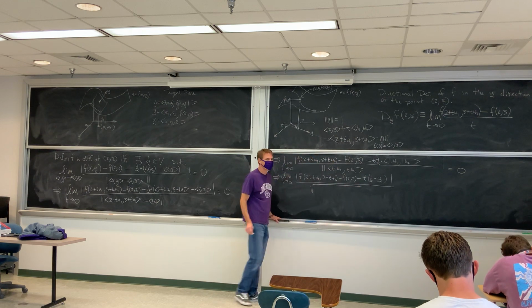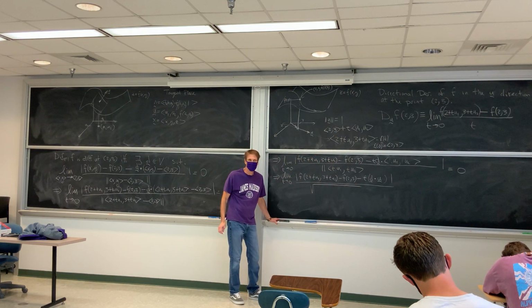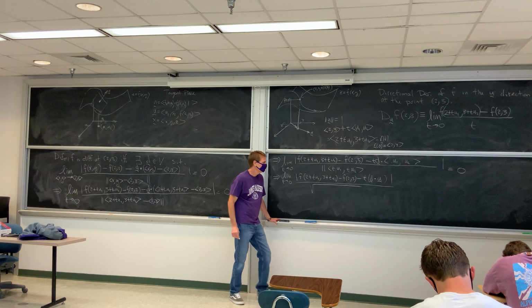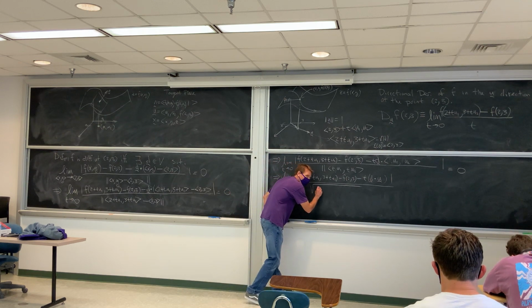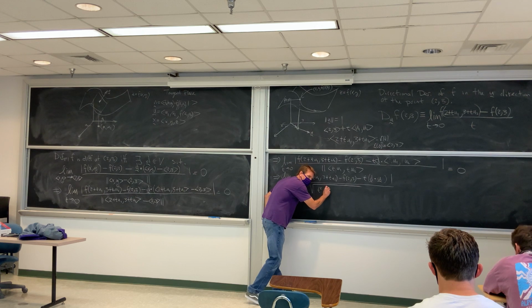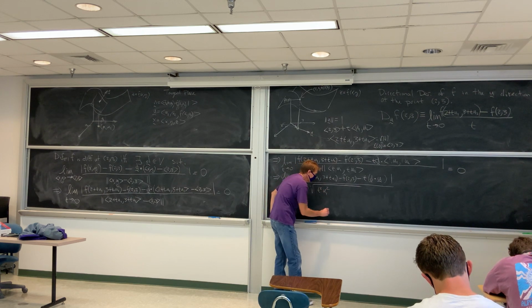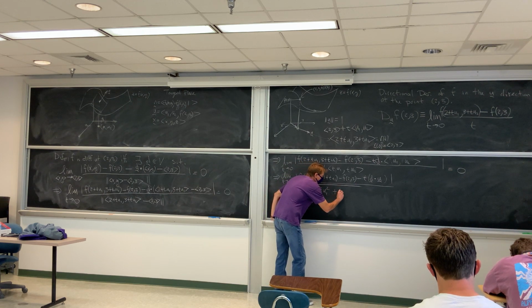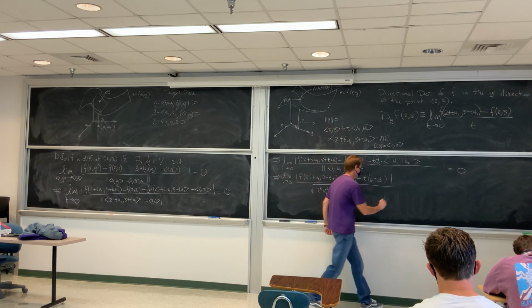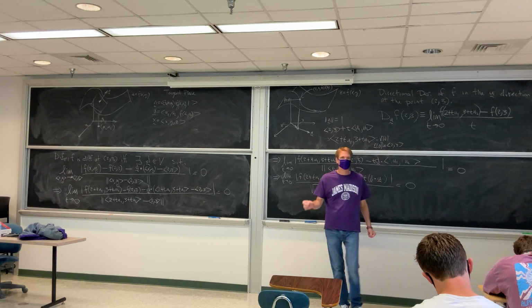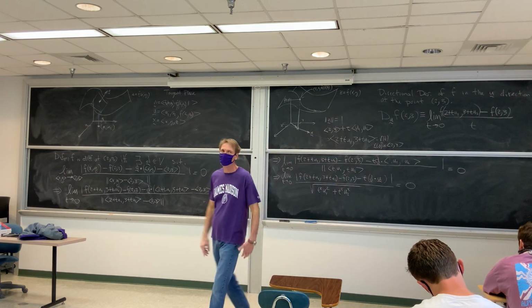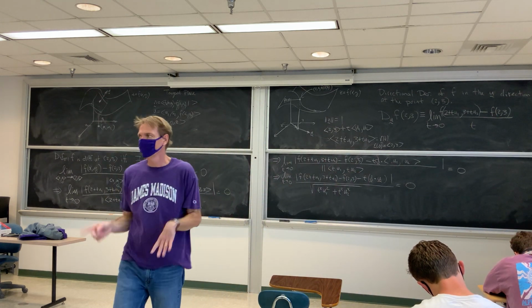So what do you have down there in the bottom? T squared, I'll just even do it. T squared U1 squared plus T squared U2 squared. And that limit's gotta be 0. How many people are still with me?